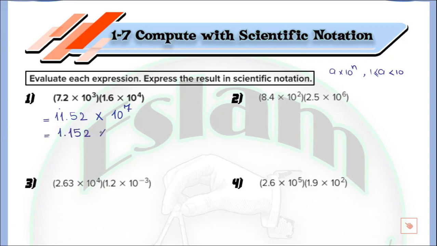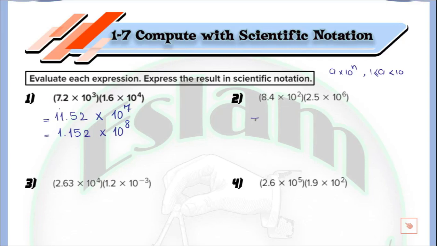1.152 times. We just move the decimal point one place to the left. It means the power now will be increased by 1. Because we said once we have a number greater than 1, the power will be positive. We just move one place, so the power will be increased by 1.